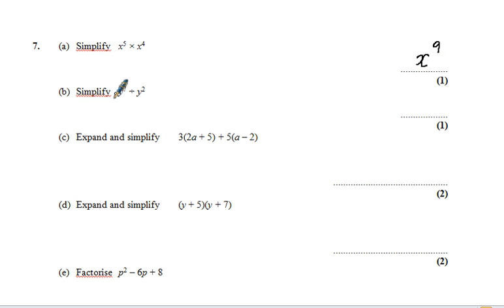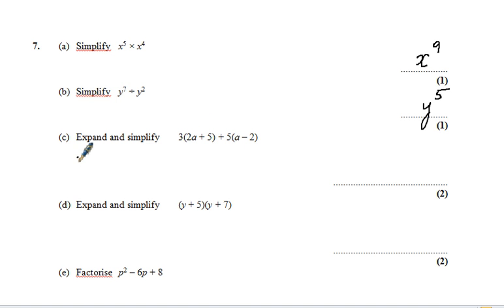Simplify y to the power of 7 divided by y to the power of 2. When we divide powers, we subtract the indices, so we're getting y to the power of 5. Okay, and now we need to work on question C, expand and simplify. When we expand brackets, that means we multiply them out.